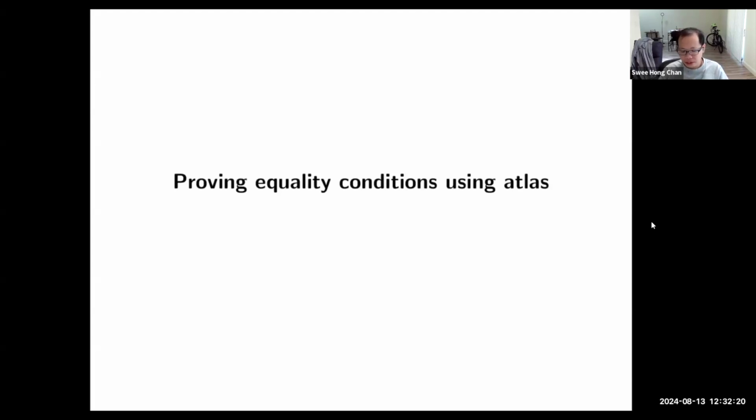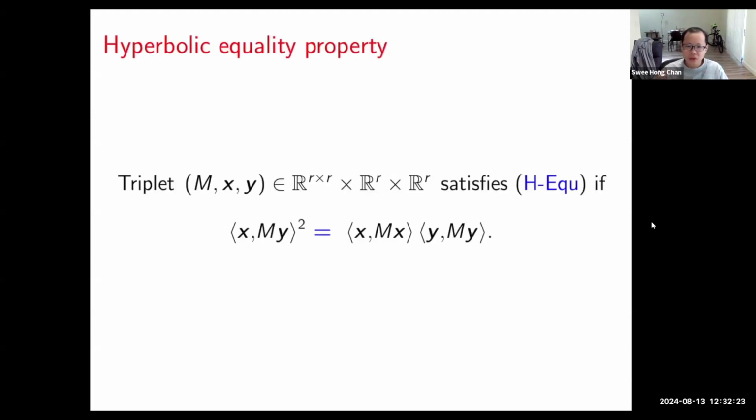So we will prove the equality condition. And to do that, I will need to introduce a new property that's called the hyperbolic equality. This condition is saying that given a matrix M and vectors x and y, we say that this triplet satisfies the hyperbolic equality if (x·y)^2 is equal to (x·x)(y·y). So this means that you have equality in your hyperbolic inequality.